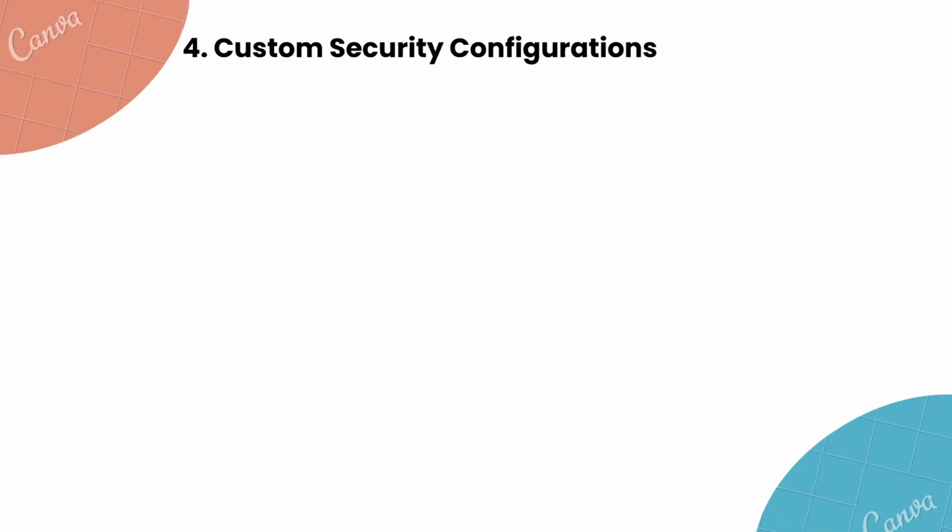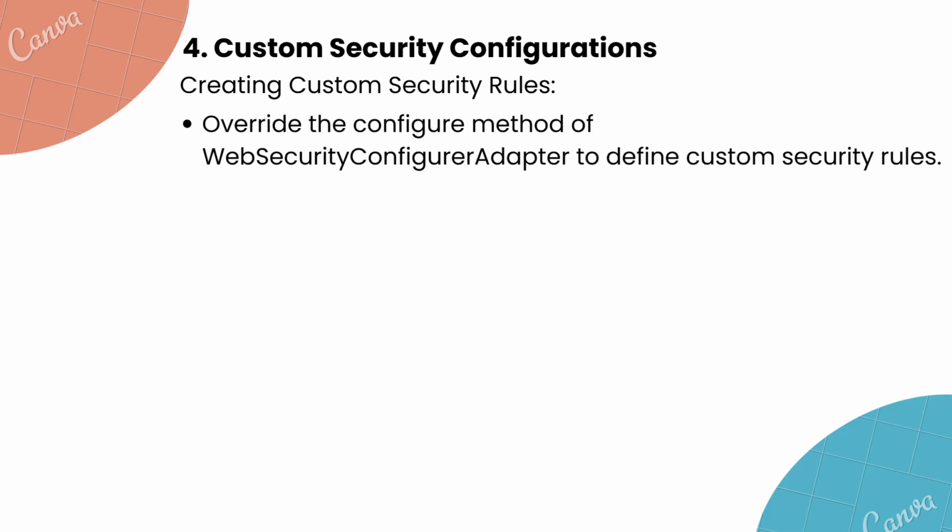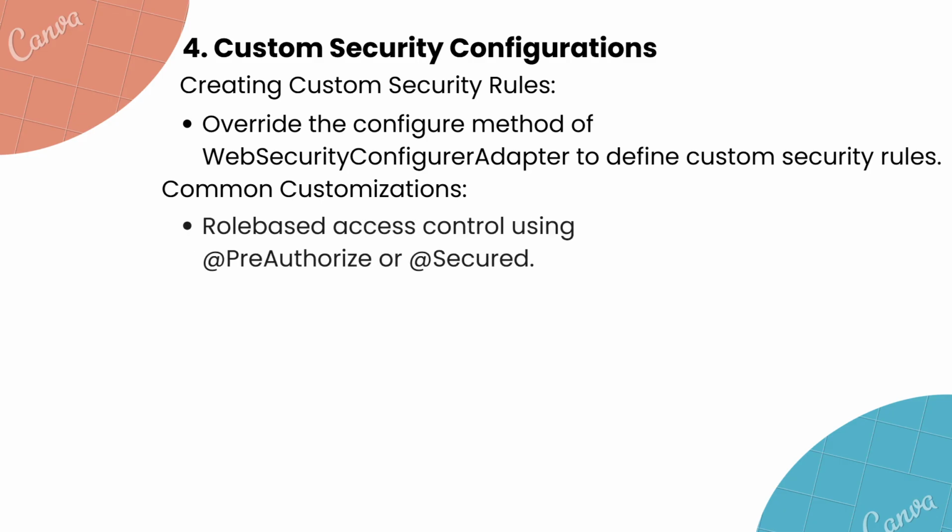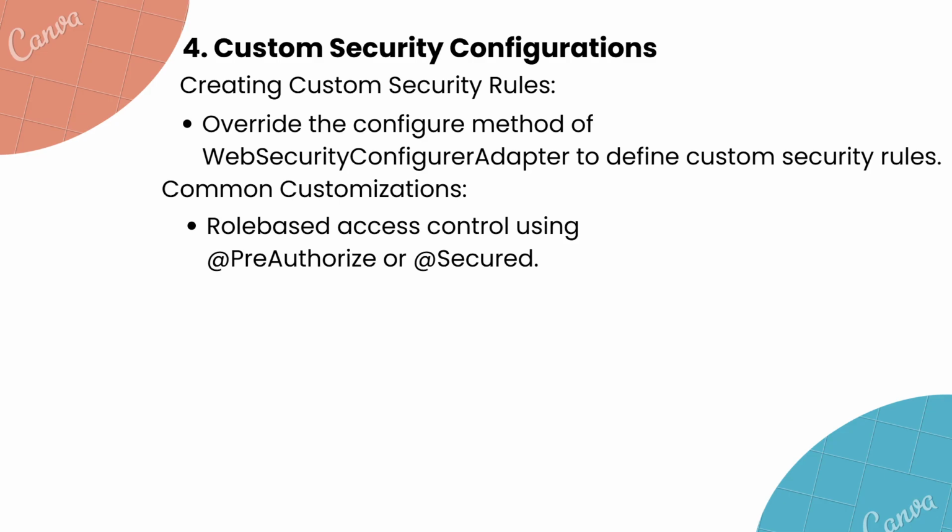Fourth one is custom security configuration. Creating custom security rules. Custom security rules refer to user-defined configurations that restrict access to application resources and endpoints based on specific criteria. Override the configure method of WebSecurityConfigurerAdapter to define custom security rules. Common customizations are role-based access control using PreAuthorize or Secured, custom login pages, or OAuth2 login. Common customizations in Spring Boot include modifying configurations for application properties, beans, logging, security, data access, and more.